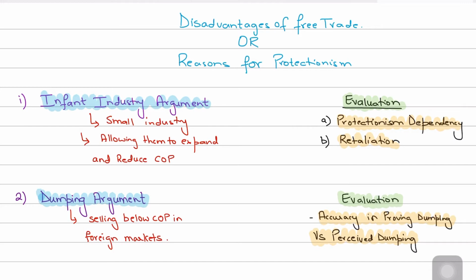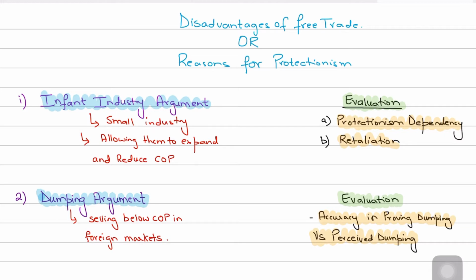So let's see the first reason that I've written. The first argument that the government uses to justify the implementation of trade barriers or protectionist measures is the infant industry argument. Now, these infant industries are basically small industries that lack economies of scale to compete with the industries and the firms in developed economies, right?